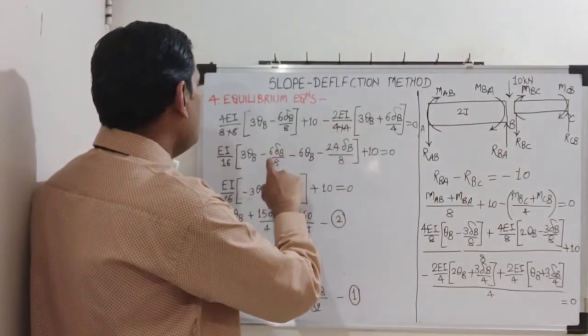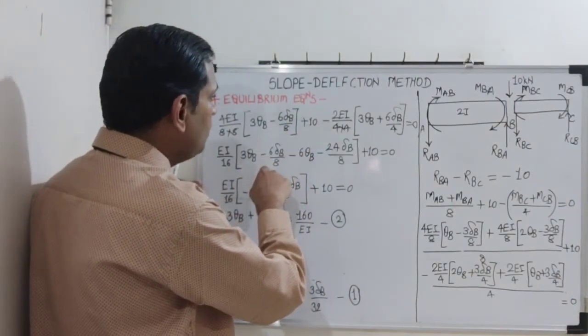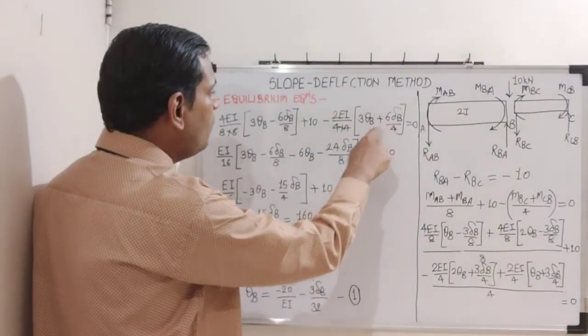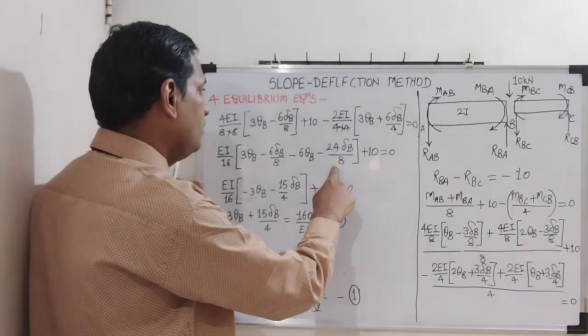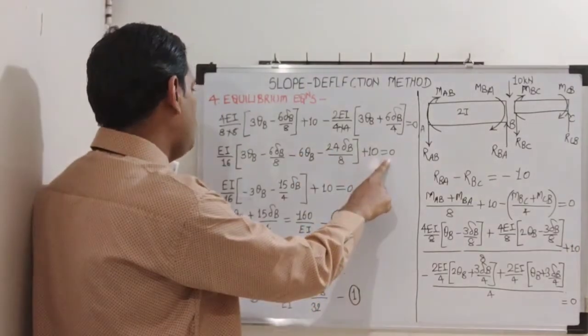Okay, so this becomes 3 theta B. This is minus 6 delta B by 8. This becomes minus 6 theta B. This becomes minus 24 delta B by 8. Okay, and plus 10 is here. It is equal to 0.